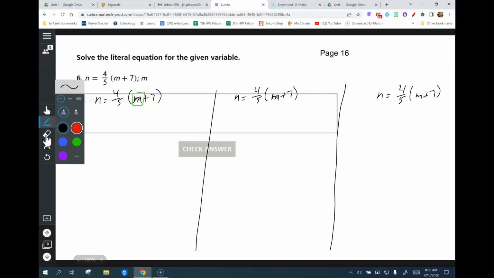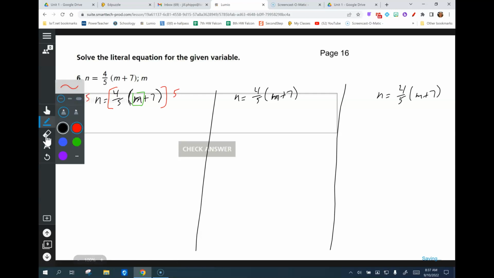Okay, so what we're going to do is we're going to first clear the fraction. So remember, this is all one term because it's connected by multiplication right here. Because I have it right next to it, that's multiplication. So that is all one term, so I'm going to multiply this whole thing by 5.